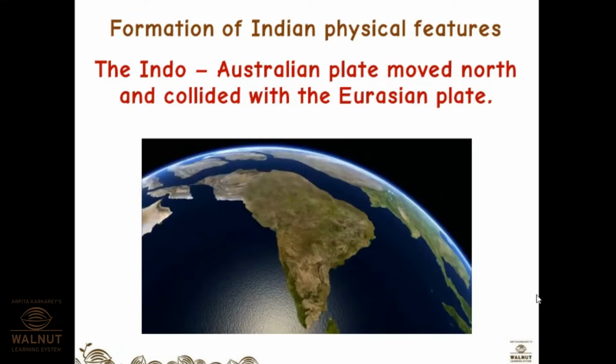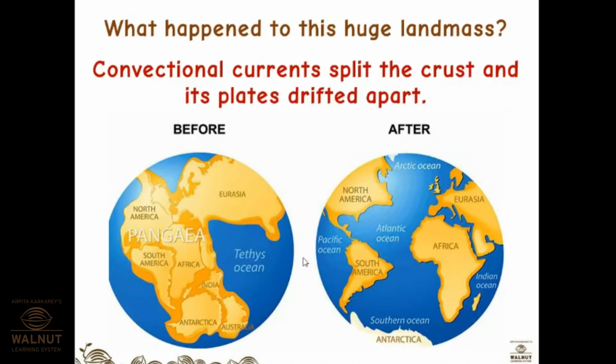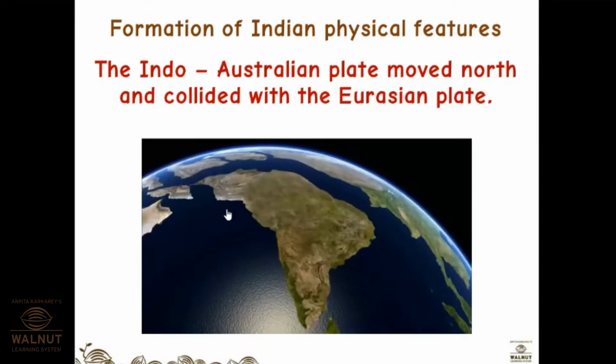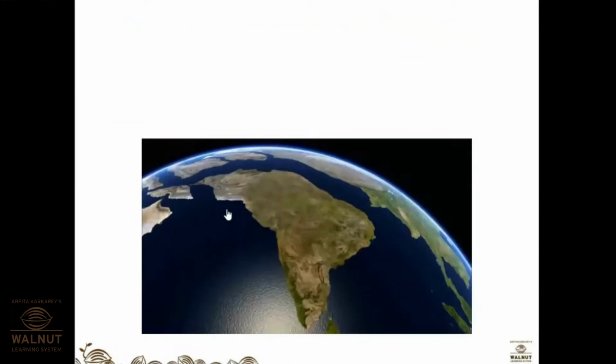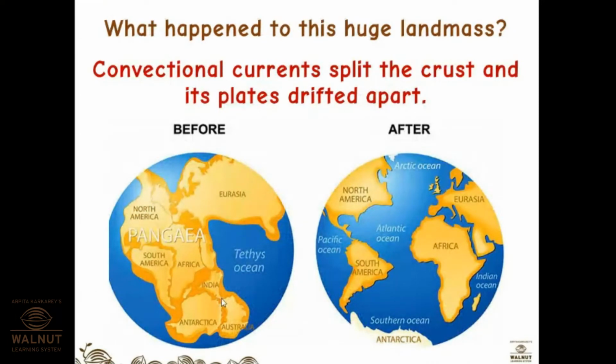So if you see the Indo-Australian plate, okay, that is here, Indo-Australian, this plate collided with the, which plate is this? Eurasian plate. So when the Indo-Australian plate moved north and collided with the Eurasian plate, the resulting sediments accumulated, creating the Himalayas. So if you see this, what has happened? This has moved northwards and this had moved southward. And because of that, the Tethys Sea was uplifted into a mountain.